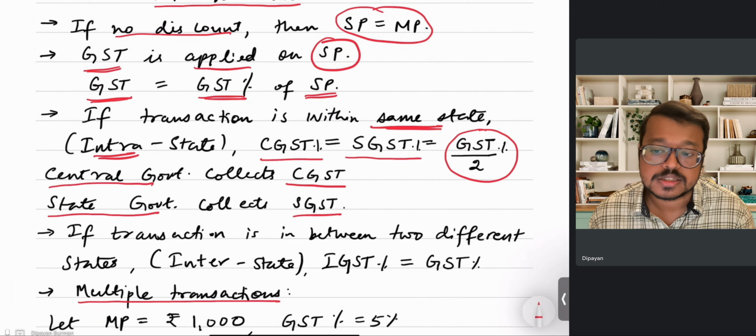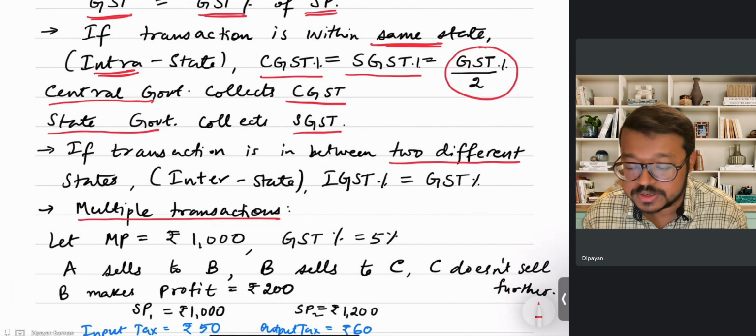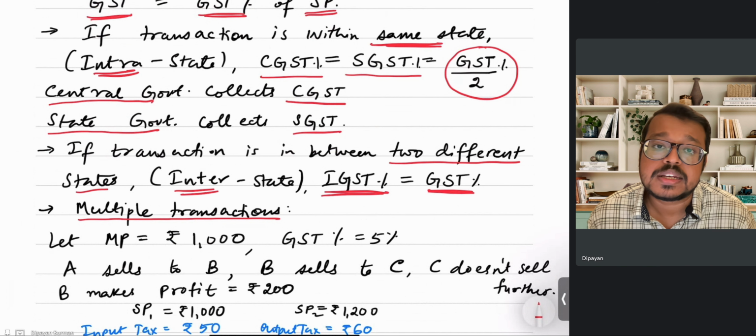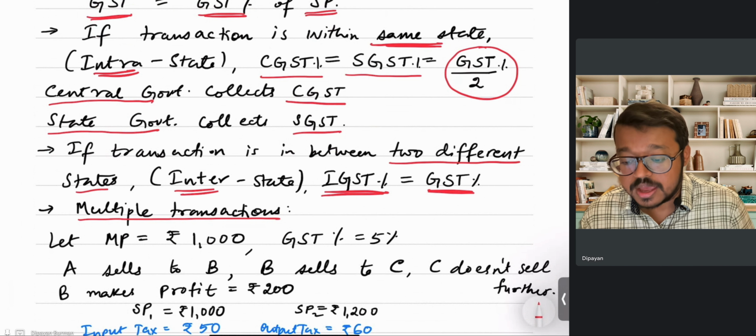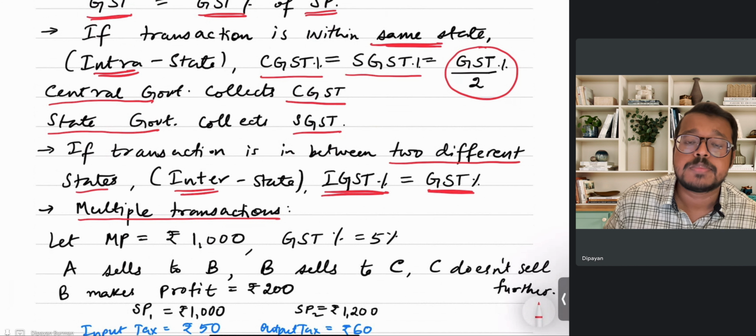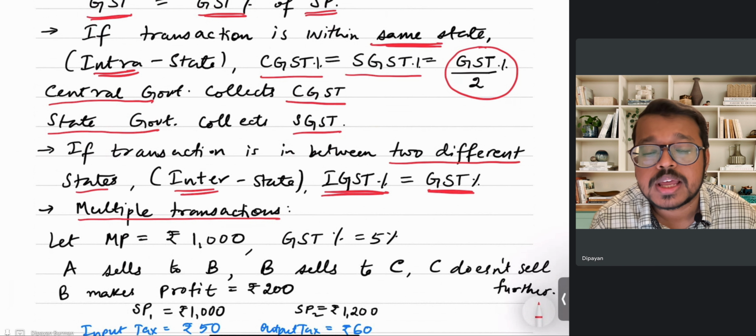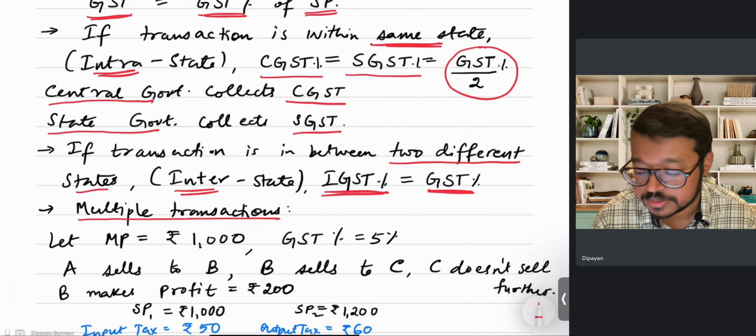Now if the transaction is happening between two different states, which is also interstate, then the entire GST is taken as IGST or integrated GST, and initially this IGST will be collected by the central government. Now as per your syllabus, IGST is not there, so you will not have questions specifically asking about interstate transaction or IGST, but you will have questions based on CGST and SGST for intrastate transaction.